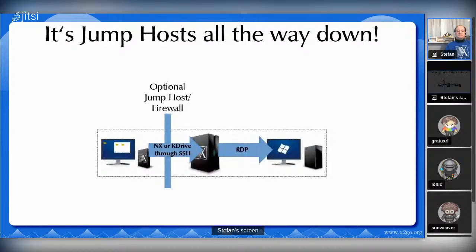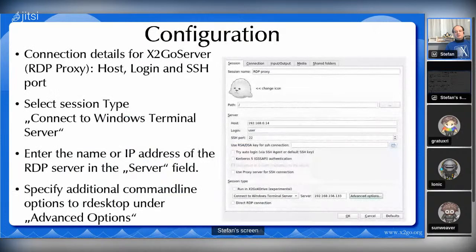So I guess one could say it's jump hosts all the way down, but for the sake of simplicity tonight, we will only look at a regular RDP proxy connection with no additional SSH or HTTP jump host involved. On the X2Go client side, host, login, and SSH port are the connection details for the X2Go server that will act as the RDP proxy. And by selecting Connect to Windows Terminal Server as the session type, a new field Server appears. This is where you enter the name or IP address of the RDP server.